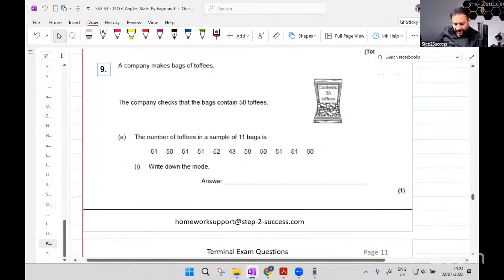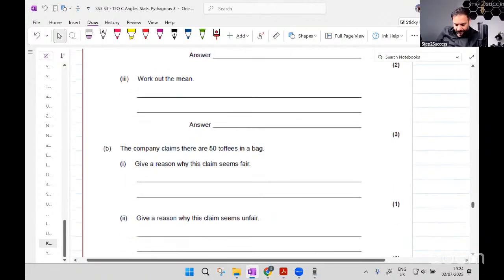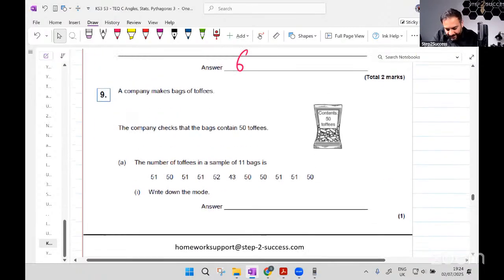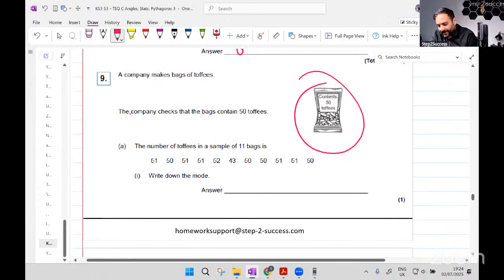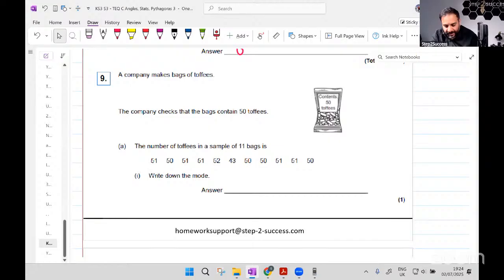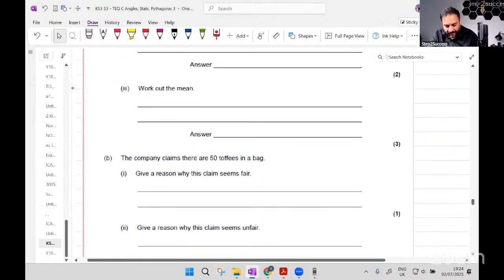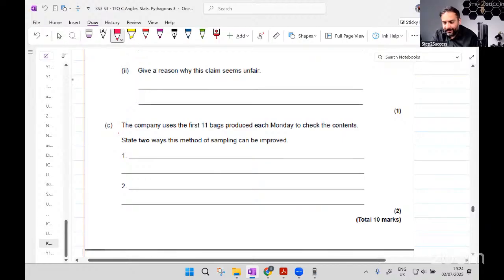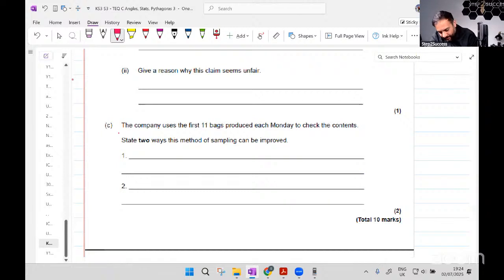And then 9, right, 9C. I think I knew that somebody was going to ask this question. Right, a company is basically making these sweets and they say they contain 50 toffees. They're trying to check that they contain 50 toffees. Now, what they did to check if all of their bags produce 50 toffees is they used the first 11 bags produced each Monday and they checked them.